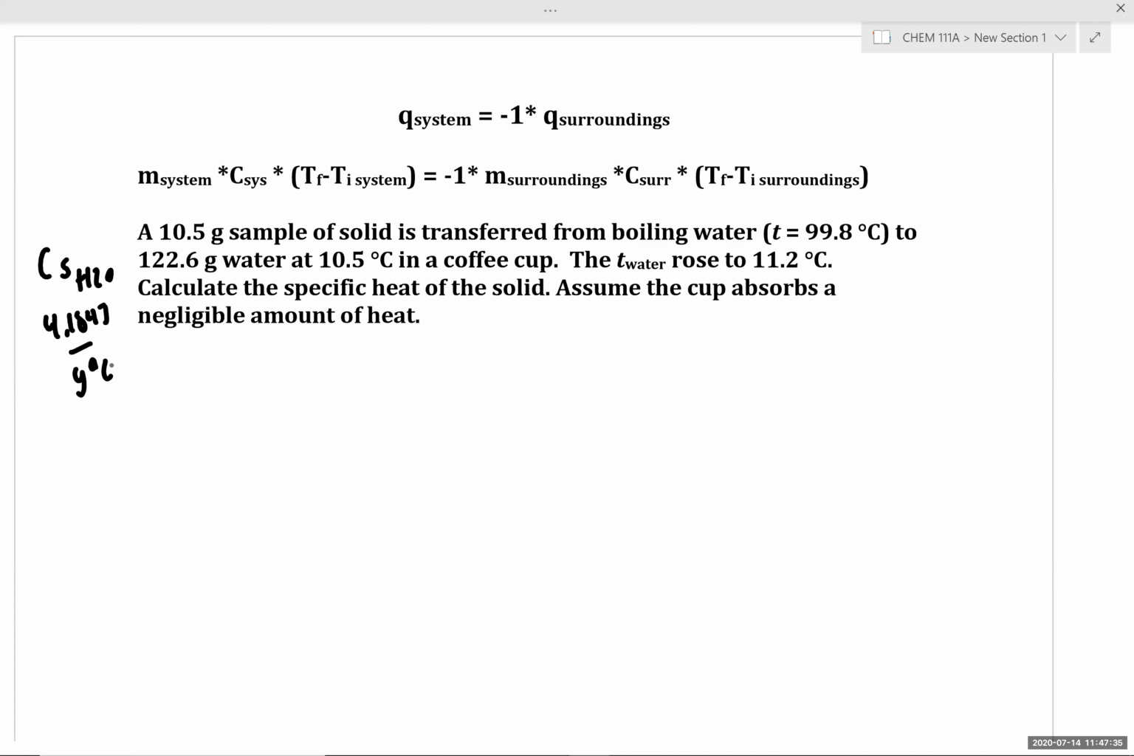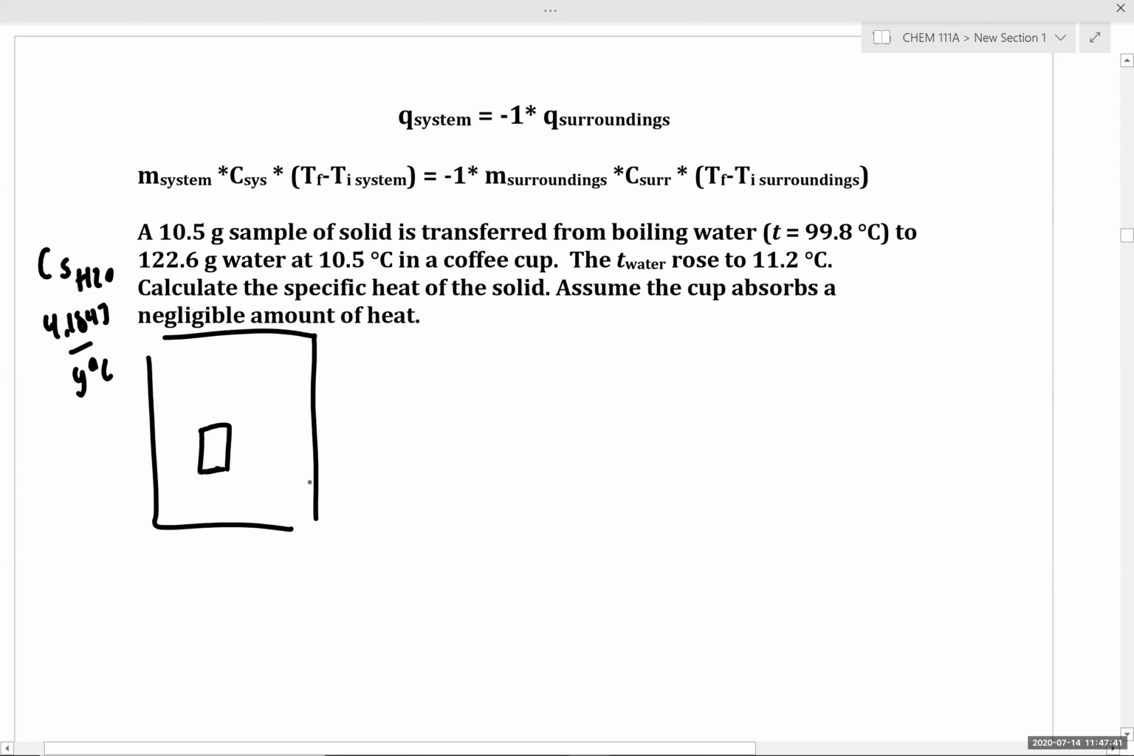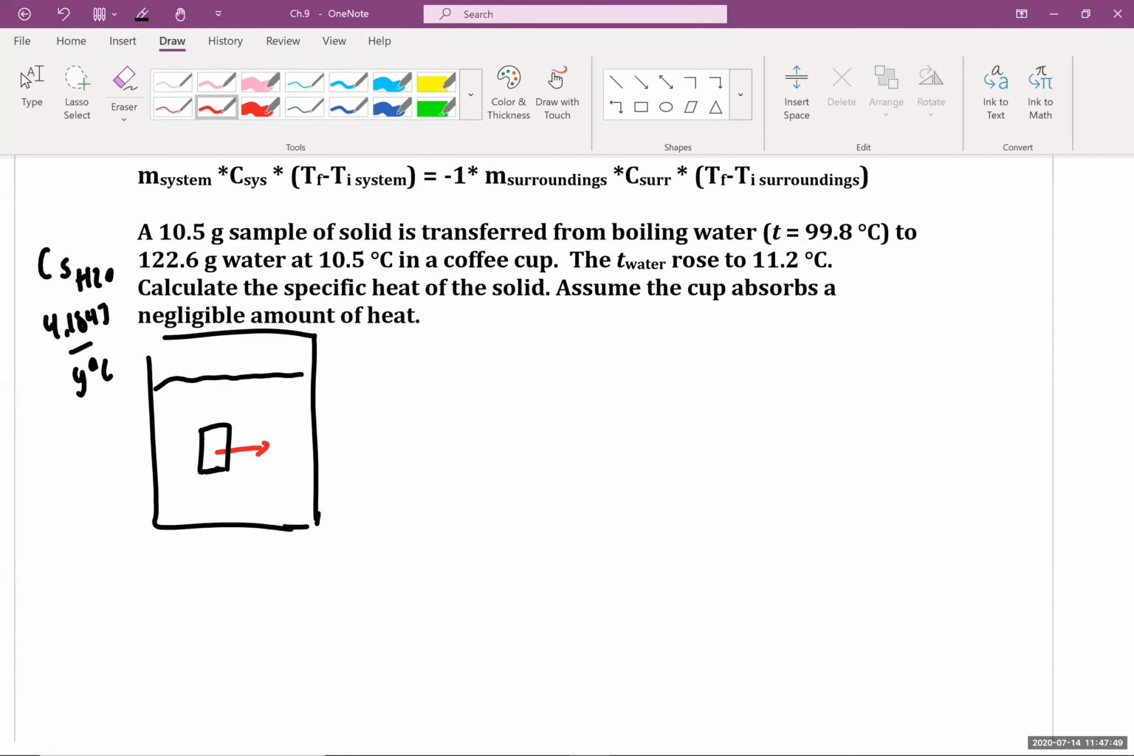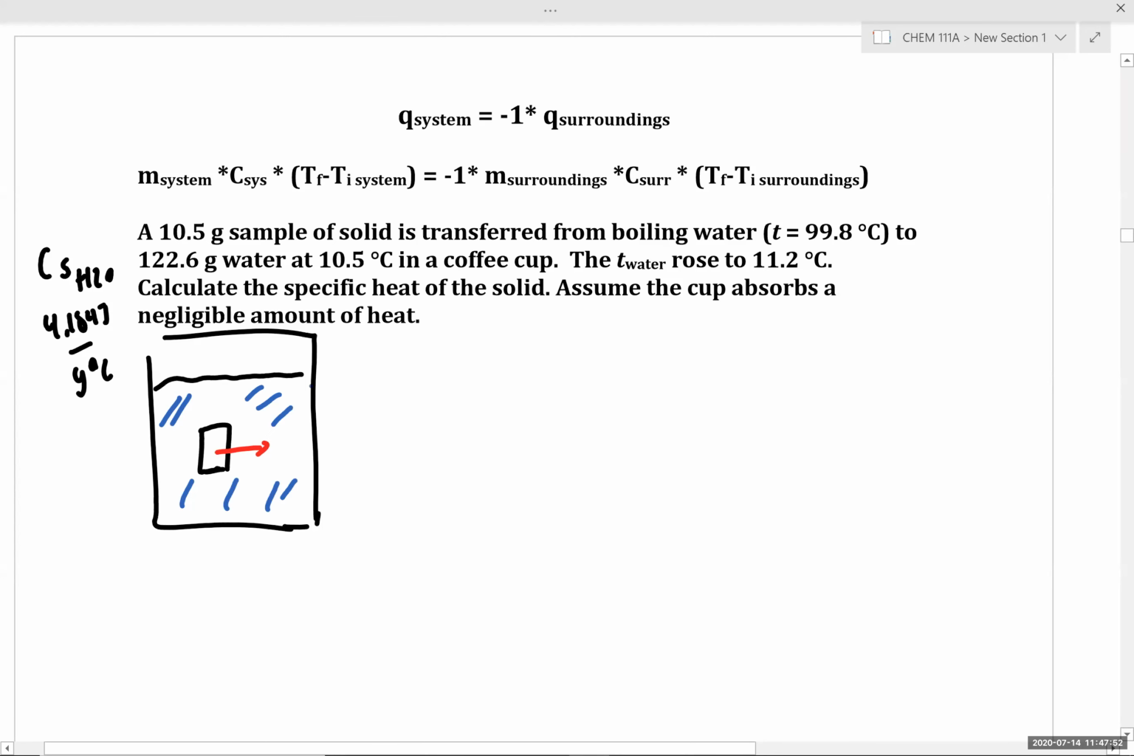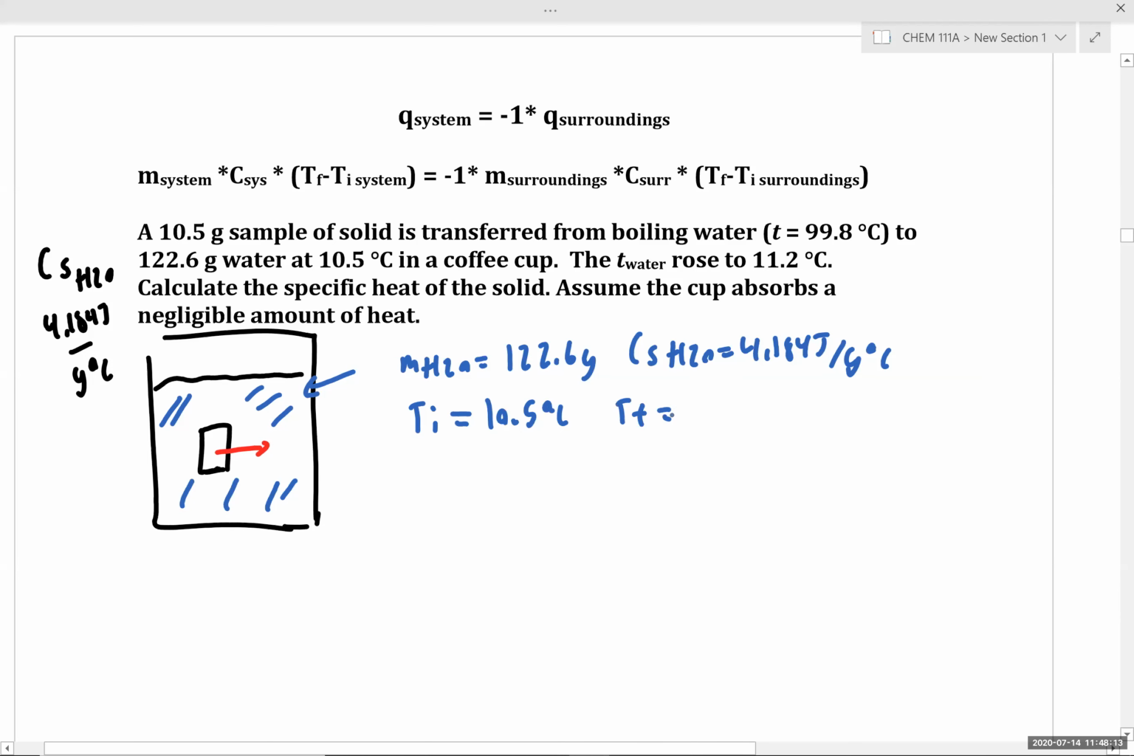So let's discuss. First, let's make a picture. That is often the best way to check to make sure that your sign conventions are correct. Okay, so we have our sample and we have the water. We know that the mass of water is 122.6 grams. The specific heat of water is 4.184 joule per gram degrees Celsius. The T initial of water is 10.5 degrees Celsius, and the T final is 11.2 degrees Celsius.